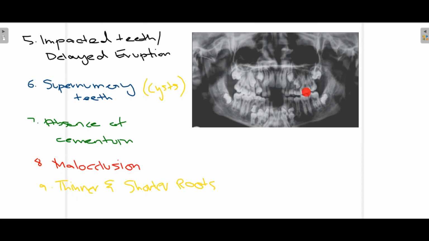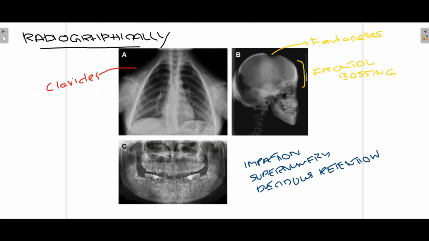So there will be malocclusion. And finally, the teeth that are present in such patients will have thinner and shorter roots. Now, radiographically seeing this patient as a whole, you can first start off by seeing this chest x-ray. In this case, you can hardly tell where the clavicle is. They are so underdeveloped, and that's why the patient can approximate his or her shoulder towards the center.